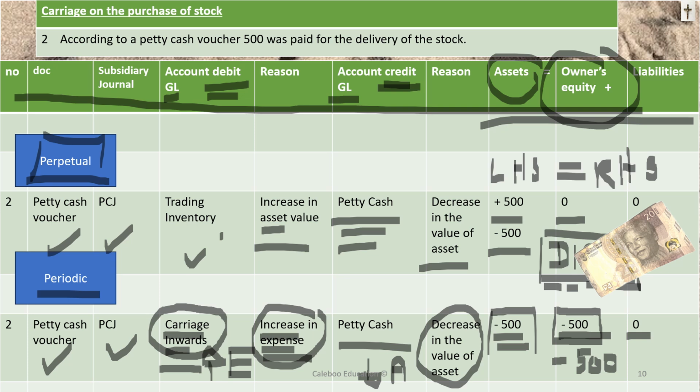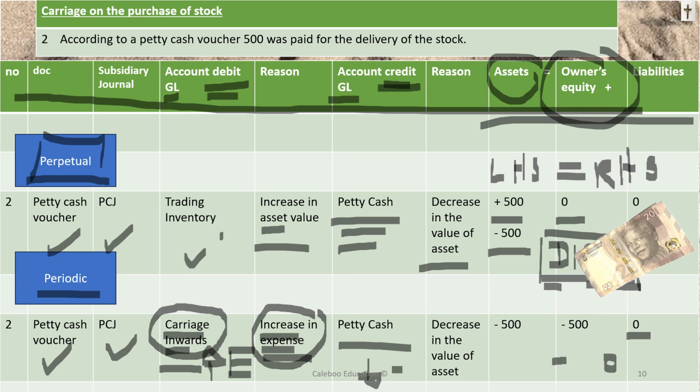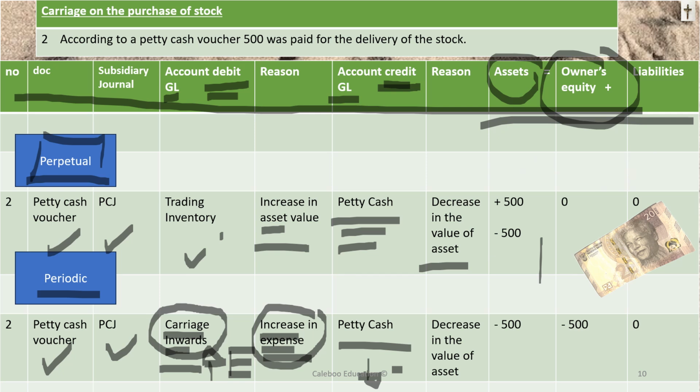So hopefully you see the difference here on how this transaction is recorded in the perpetual system versus the periodic system. There you can see a difference. Carriage inwards minus 500. And what happened here with that carriage inwards, it was added to the value of stock. That's why there's plus 500 under assets.